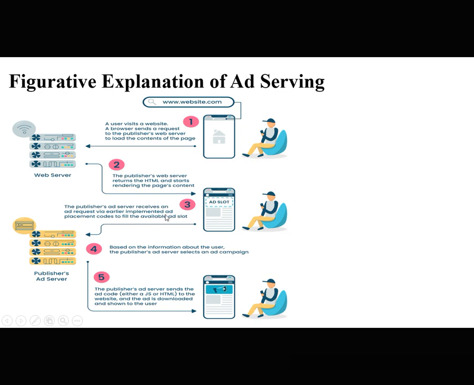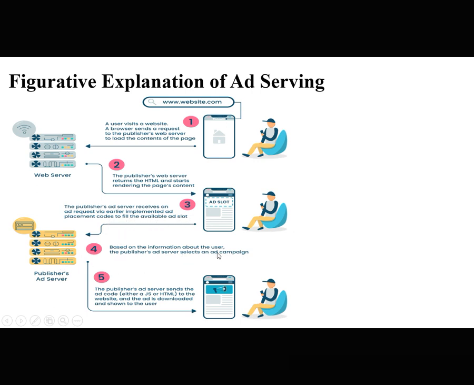So here there are two servers. One server is the web server, which is directly related to the website content which is getting delivered, and simultaneously the publisher's ad server is also getting requests for delivering the ad through the code which is placed on the publisher's website. The publisher's ad server receives an ad request via earlier implemented ad placement codes to fill the available ad slot.